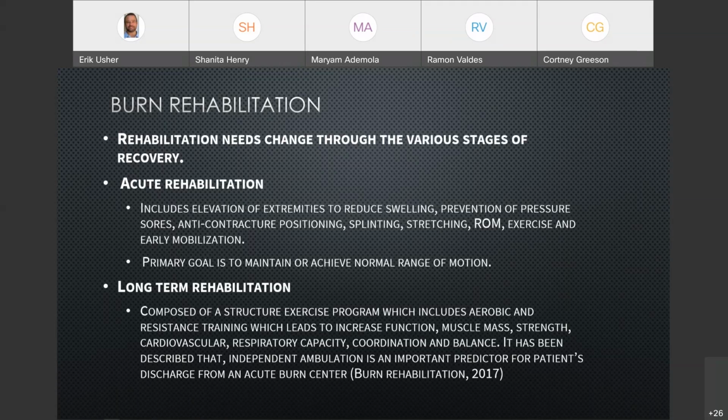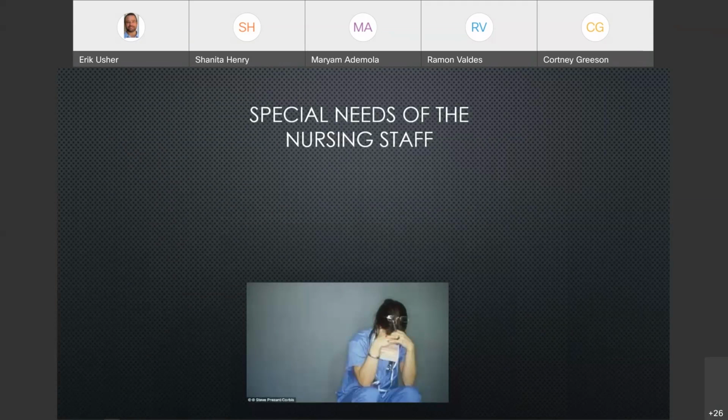So we want to increase function, increase muscle mass, strength. We want to make sure that cardiovascularly and respiratorily they're improving. Coordination and balance is better. And it's described that independent ambulation is an important predictor for the patient's discharge from an acute burn center. So it's really important that they work hard and we help them push through those episodes to get through that long-term rehabilitation to ultimately get better.